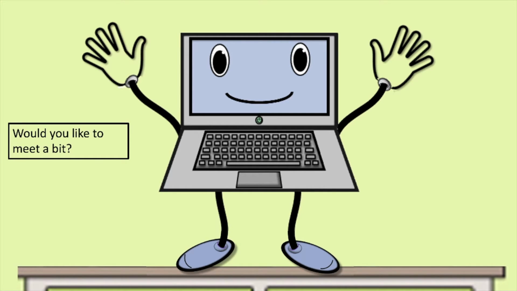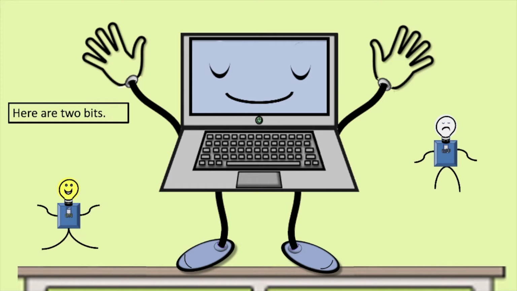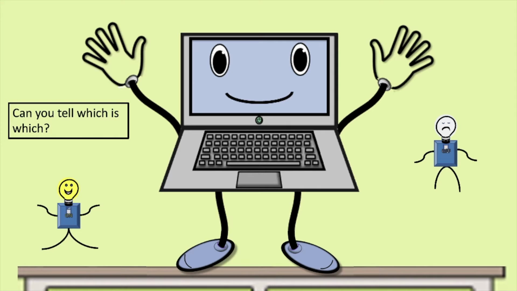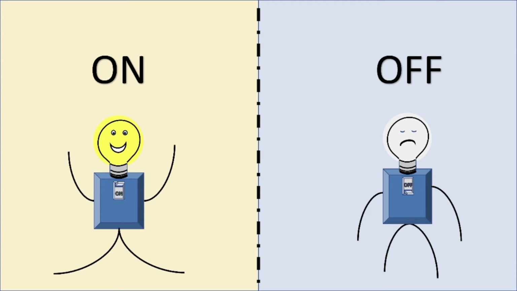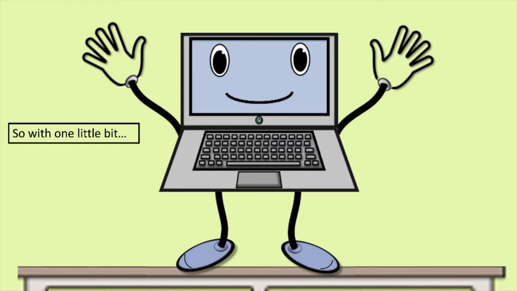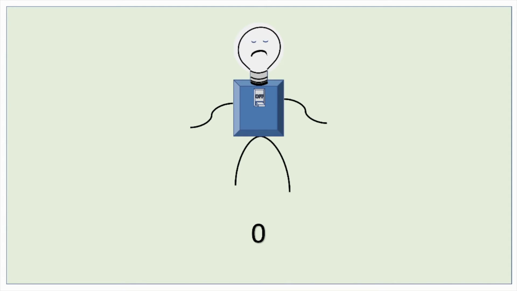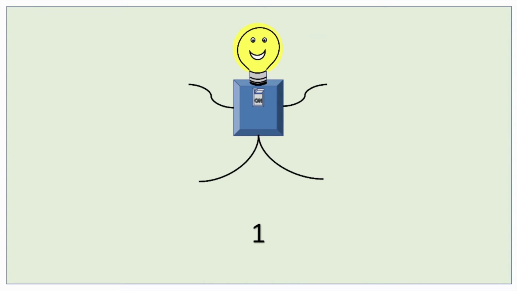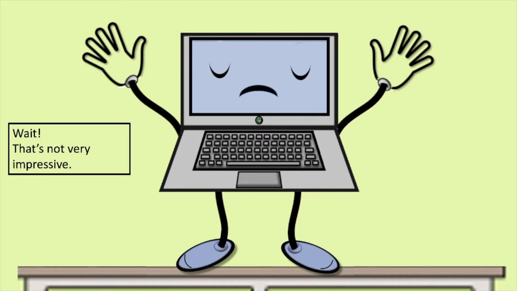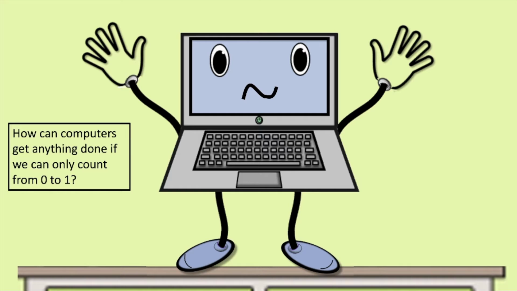Would you like to meet a bit? Here are 2 bits. Each bit is in a different state. One bit is on, the other is off. Can you tell which is which? Computers read the flip as a 1 and the flop as a 0. So, with one little bit, 0, 1. A computer can count to 1. Wait, that's not very impressive. How can computers get anything done if they can only count from 0 to 1?